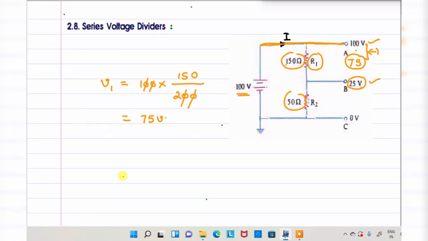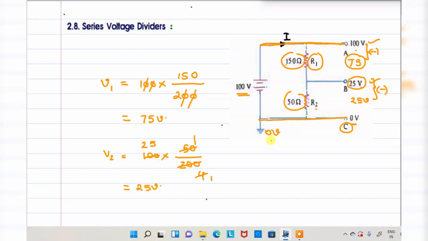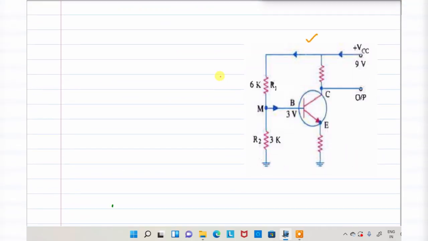Now coming to V2. V2 is equal to, again, total voltage into resistance R2. 50 divided by total resistance is 200. So here 1 time, here 4 times, here 1 time, here 25 times. What is the voltage now? 25 volt. Subtract this 25 volt from here. What is the voltage drop now? 0. The terminal C voltage drop is 0. That means ground potential is the same as C potential. This is the way you need to understand series voltage divider. Again, you need to check our rule. Here 25 plus 75. What is our supplied voltage? 100. Satisfied.